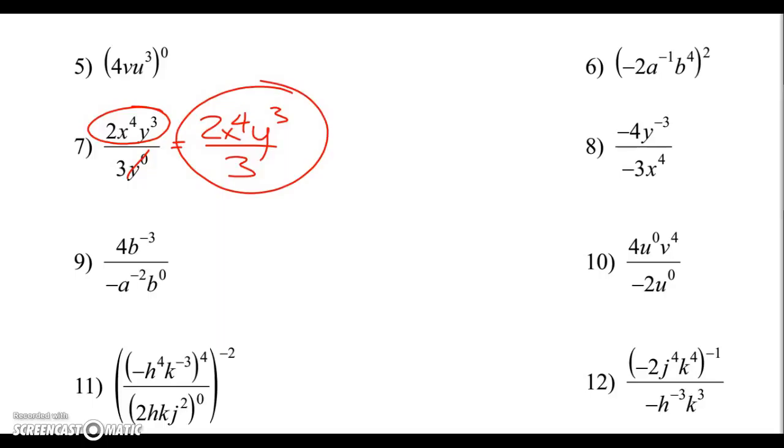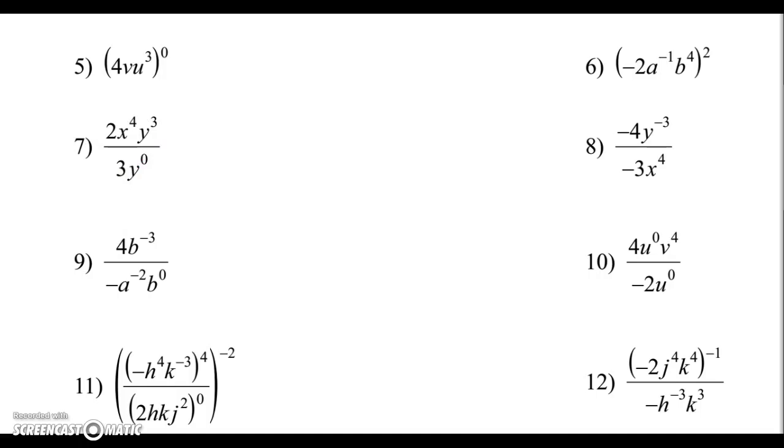There we go. So yeah, 2 over 3, can't reduce that. x to the 4th doesn't have anything else that goes with it, neither does y to the 3rd. So that's all we can do for 7. Number 9.